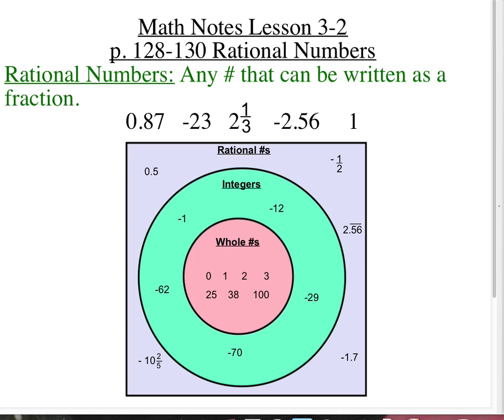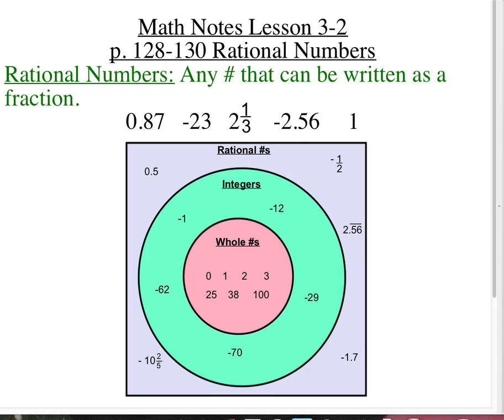Now, outside of the integer balloon, just floating around out here inside the purple box, these are our rational numbers. So here is where we're going to introduce things like decimals and fractions and mixed numbers and repeating decimals and negative fractions and negative decimals, and all of these numbers that sometimes can be a challenge to work with when we see numbers like this in our math problems.